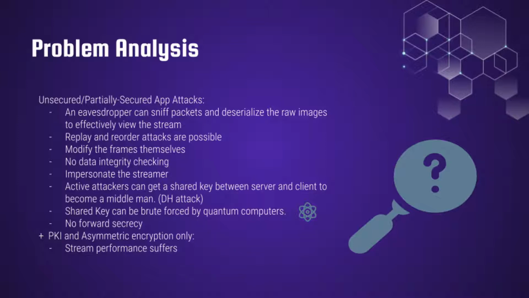To address the problem we listed in the previous slide, we would only need a PKI and asymmetric encryption. However, using just these two components would result in a drop to the stream performance. With all these attacks and performance to consider, we now had a more complete base to try and design a functioning security solution.